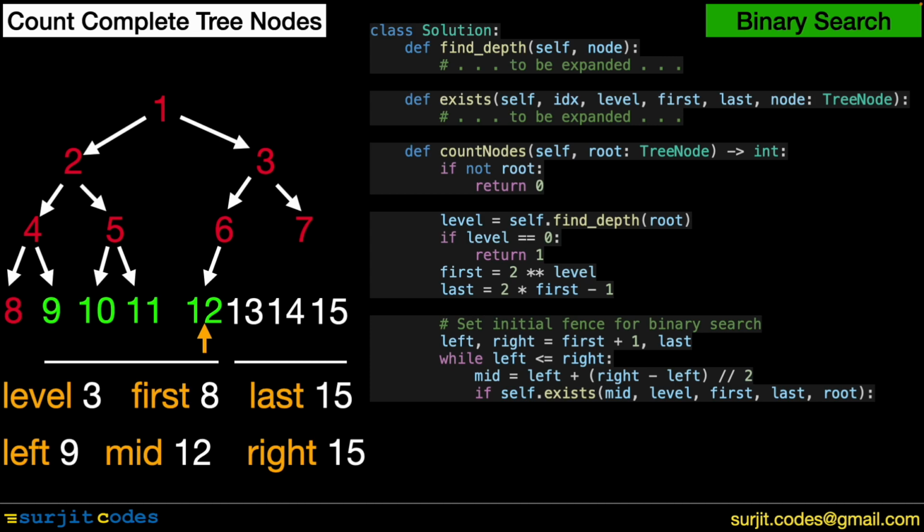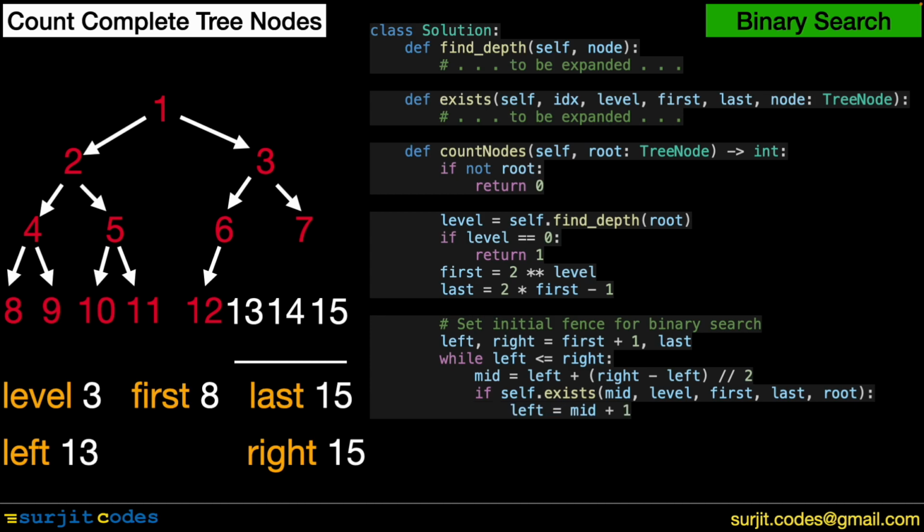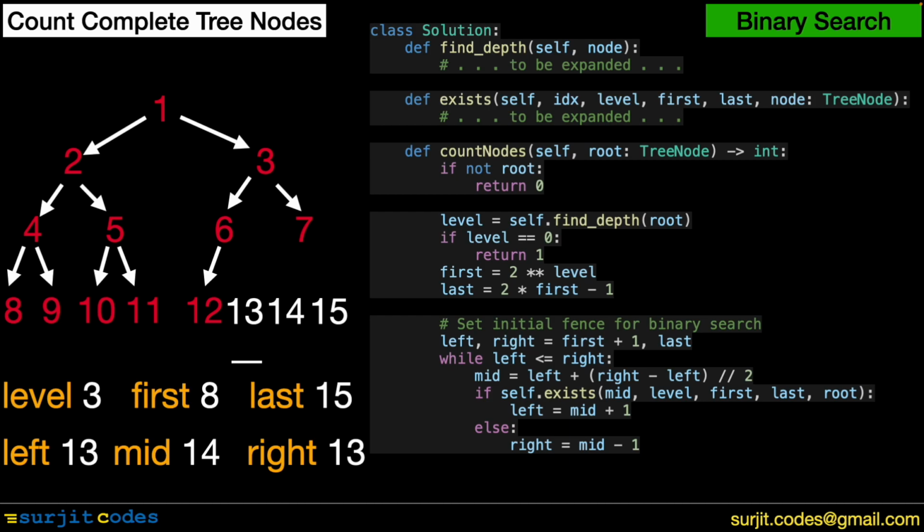Exists function confirms that a node is present at mid equal to 12. As it is a complete binary tree, all the nodes up to 12 are present. New left becomes mid plus 1. So 13 to 15 is the range left to be explored. New mid is 14. Node at index 14 does not exist. So right becomes 13. New mid is 13 where node does not exist.